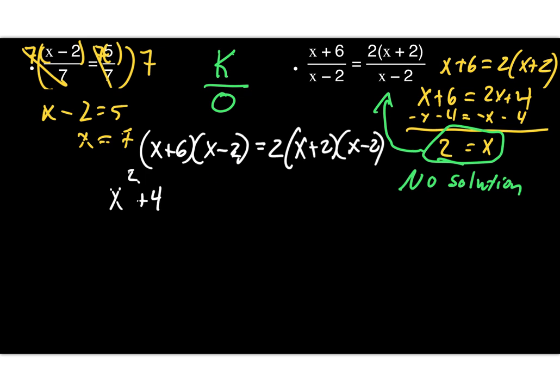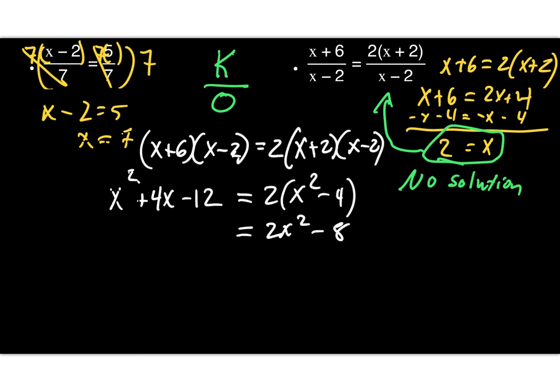Combined, it's plus 4x minus 12 equals 2 times x squared minus 4. X plus 2, x minus 2 multiplies to x squared minus 4. So then that would be 2x squared minus 8 equals x squared plus 4x minus 12. To solve quadratics, I need to set it equal to 0, which means I'm going to subtract an x squared from both sides. So this will be x squared. I'm going to subtract 4x from both sides, so now I'll have 4x on that side. I'm going to add the 12, that'll be plus 4, and this equals then 0.